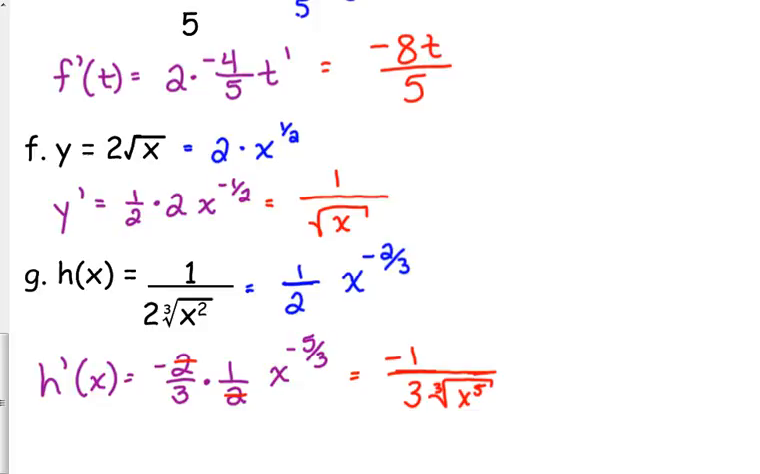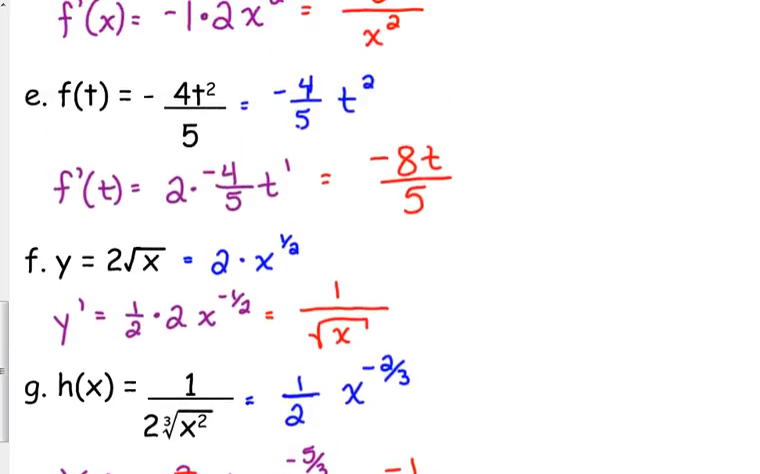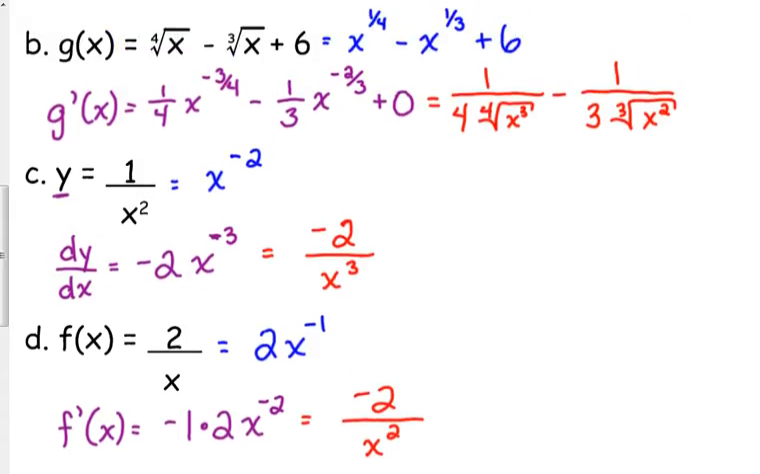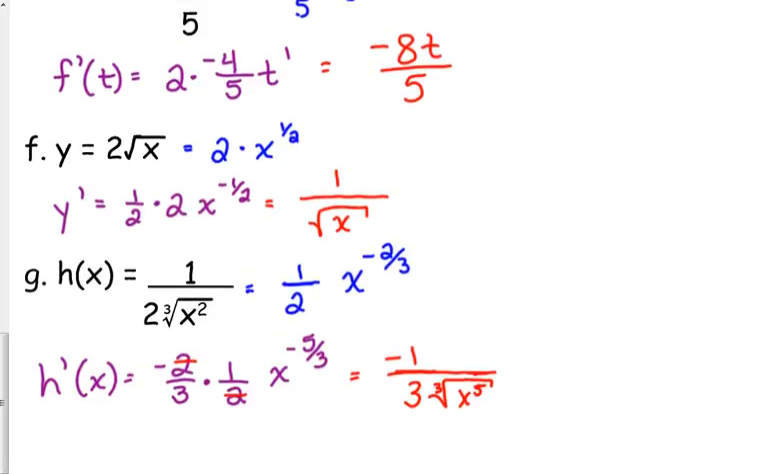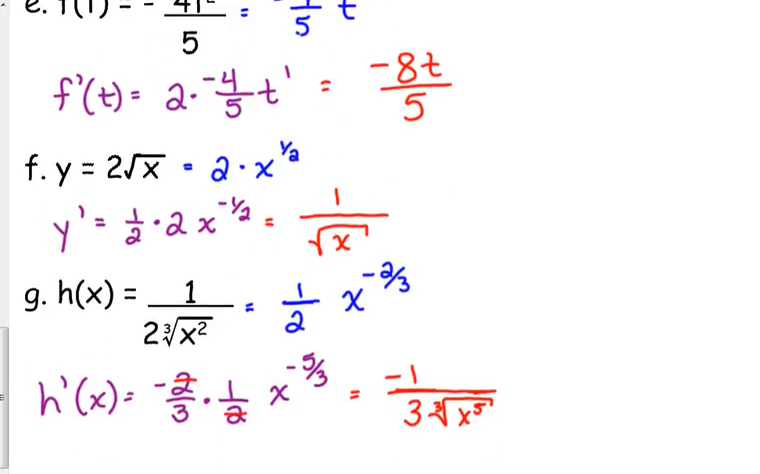Notice with all these radicals, the type of root doesn't change. Our original function had a cube root, the derivative has a cube root. Our original function has a square root, the derivative has a square root. We started with a 4th root, the derivative had a 4th root. The root doesn't change. So be careful when you're going from power over root form to radical form, that you get that in the right order, and that's an easy way to check.